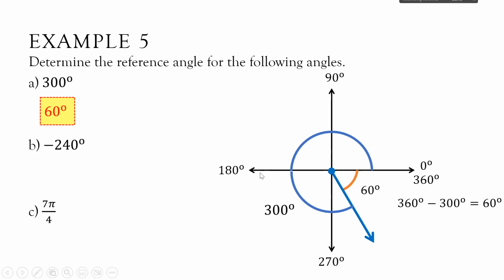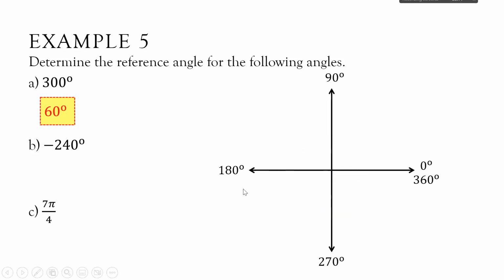Alright, now let's look at part B, negative 240 degrees. Well, since this is a negative angle, it may be more beneficial that instead of these positive 90, positive 180, positive 270, I put the negative versions on there. So, actually, I animated this in the opposite way. Let's do it this way.